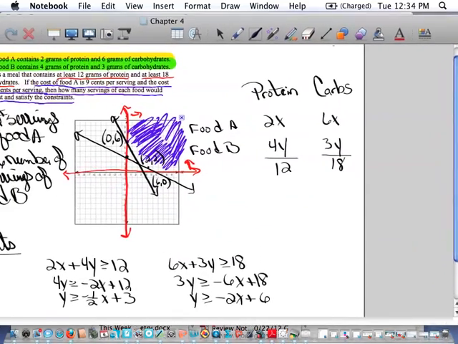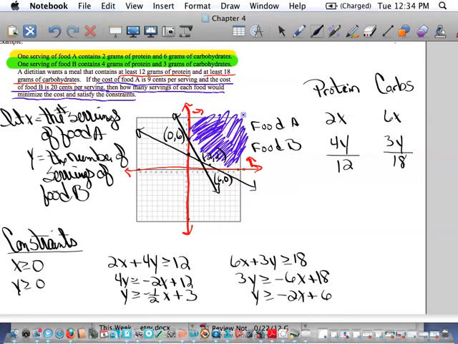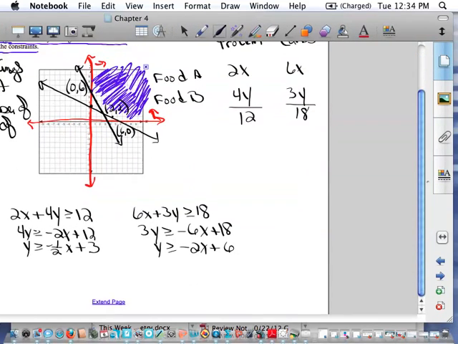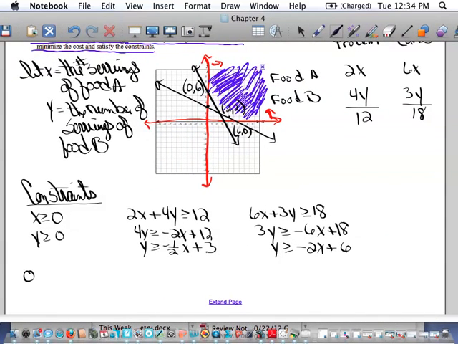And the last thing I have to consider is my objective quantity, which is going to be related to the cost. It says if the cost of food A is 9 cents per serving and the cost of food B is 20 cents per serving, then how many servings of each would minimize cost? So let's write our objective quantity now. Okay, so I want to minimize cost. So I'm going to use C. So C of x comma y is going to be equal to the cost for a serving of A, 0.09x plus the cost of food B, which is going to be 0.20y.